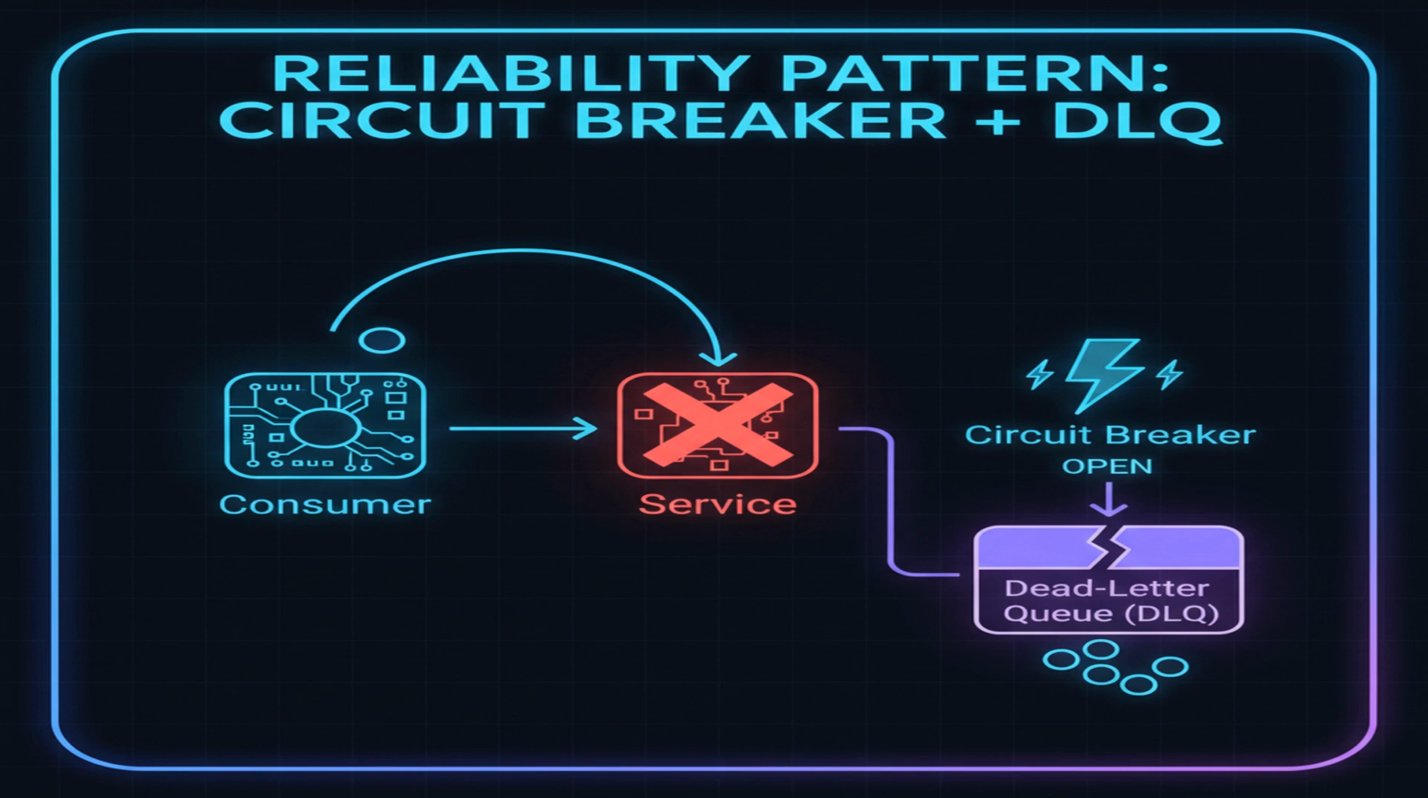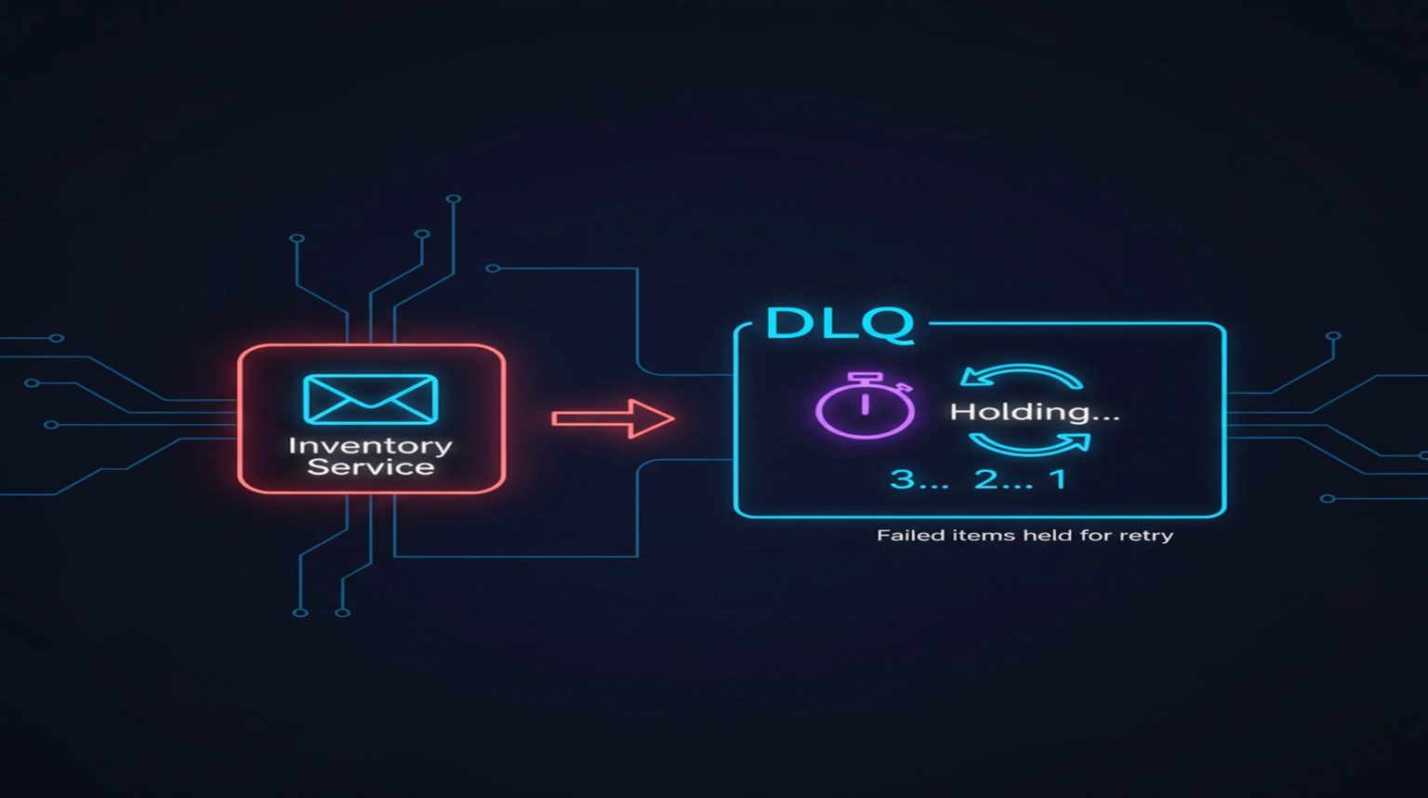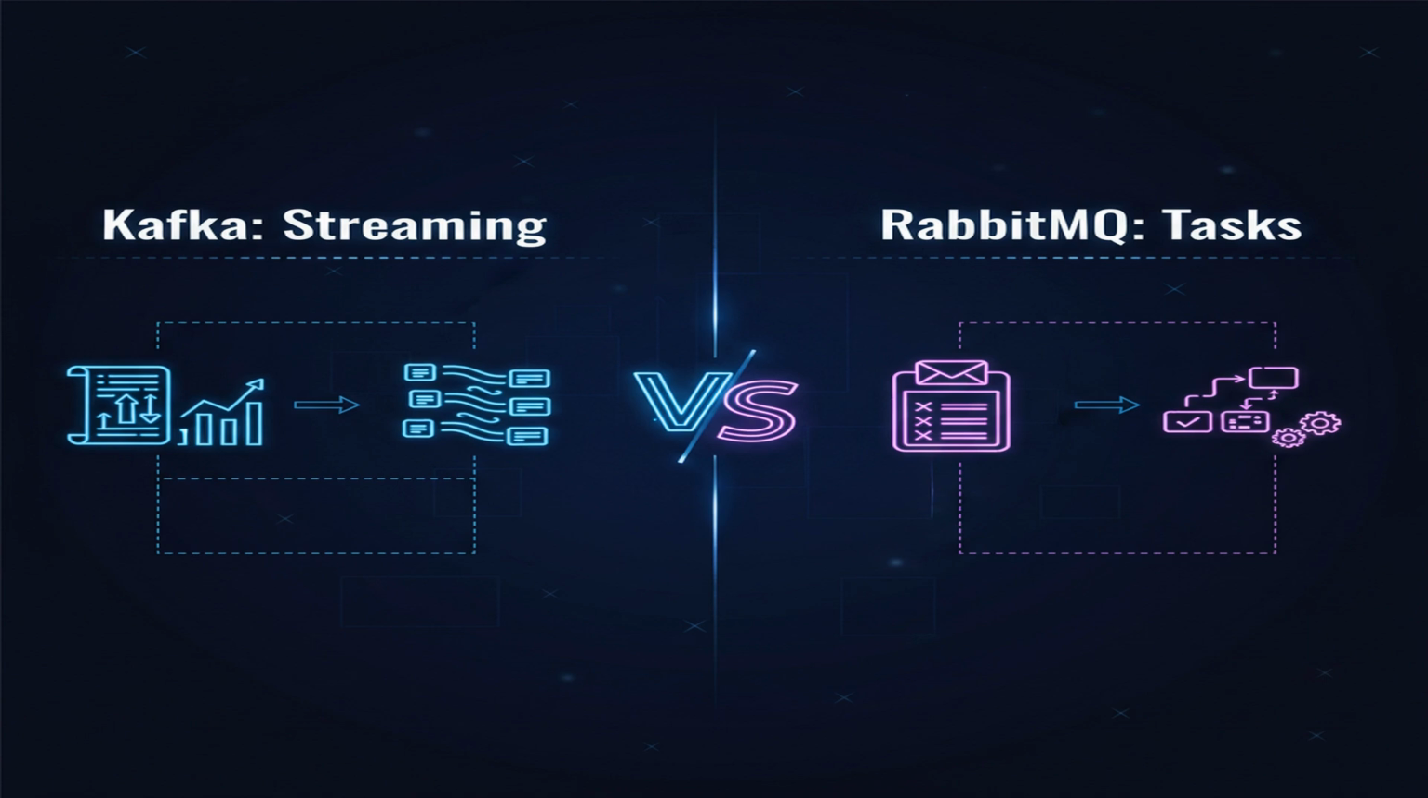For reliability, consider circuit breakers on consumers to prevent cascading failures if a downstream service becomes unresponsive. Dead letter queues capture failed messages for later analysis and reprocessing. Specifically, if an inventory service fails to process an order message, the dead letter queue holds it. This allows for retry mechanisms or manual intervention without data loss.